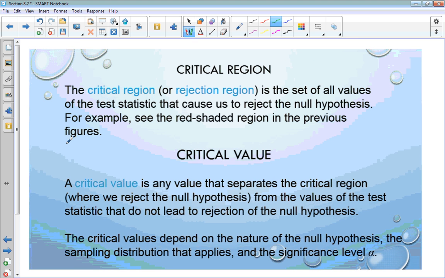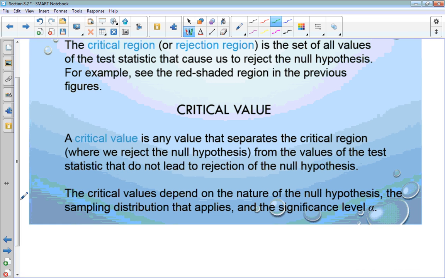The critical region or rejection region is the set of all values beyond the critical value. Remember, the critical value is the value that separates the critical region, and that's where we reject the null hypothesis. The critical values depend on the nature of the hypothesis, and again, we have to worry about the significance level.